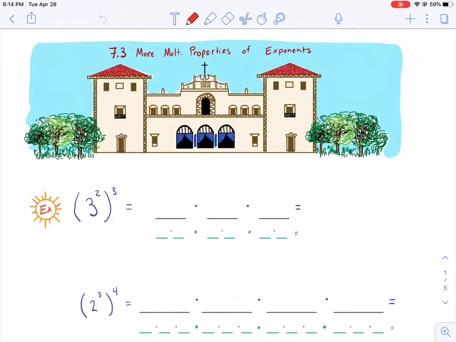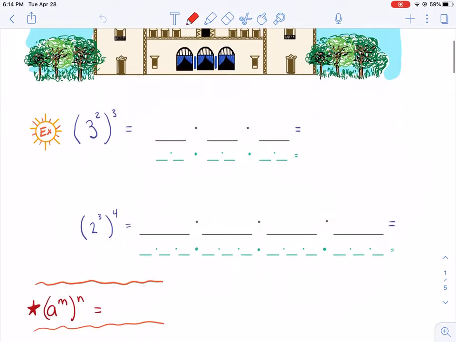Hello, algebra students. Today we're going to be talking about more multiplication properties of exponents. This is one of the more critical properties of exponents, and a lot of people confuse this with multiplying by like bases. So I'm going to address this throughout this presentation.